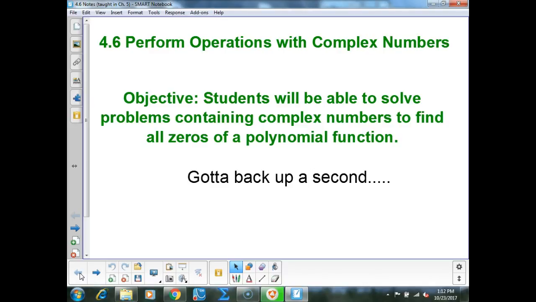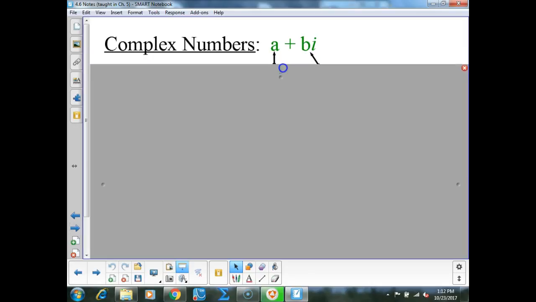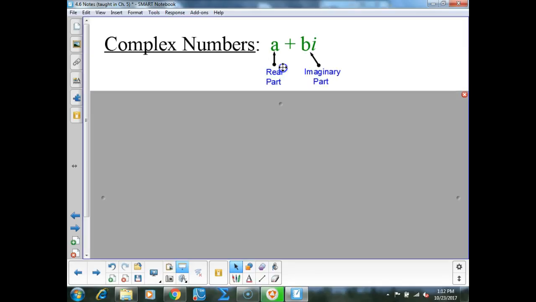Alright, so complex numbers today. Here is what a complex number looks like. A plus bi. Okay? That is a complex number. A complex number is made up of 2 parts. The 2 parts are a complex number has a real part and it has an imaginary part.